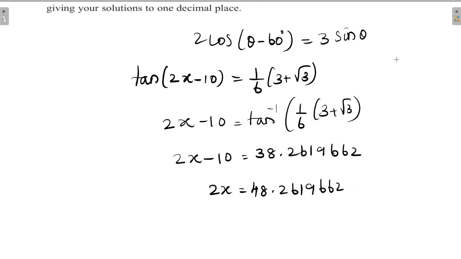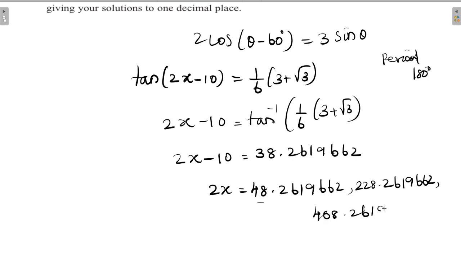The period of tan theta is 180 degrees. So for the next angle we have to add 180 to this 48.26. So the next angle is 228.2619662. Again add 180 degrees, which gives 408.2619662. Again we can add 180.